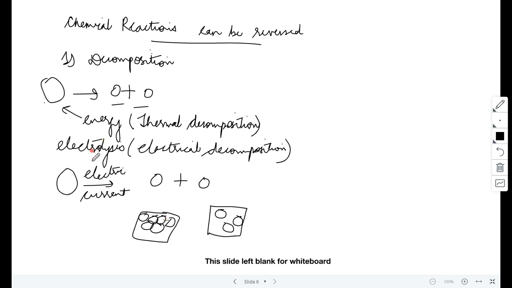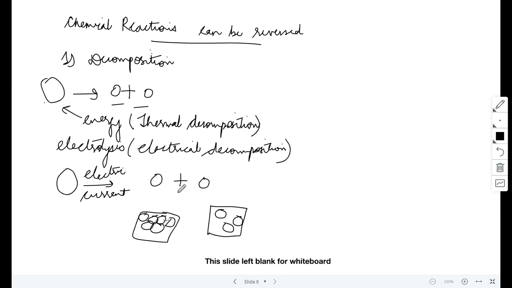So we always say, and this is important, that electrolysis or electrical decomposition will always happen in liquids and not in solids. Not in solids because there are no free ions to move, whereas in liquids there are ions which can move, collide with each other and form smaller, simpler molecules. So what are the different types of decomposition? Thermal decomposition and electrical decomposition.